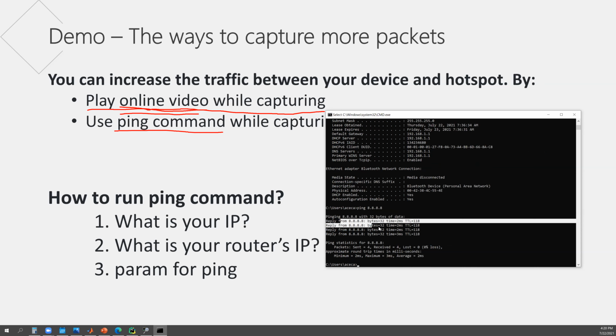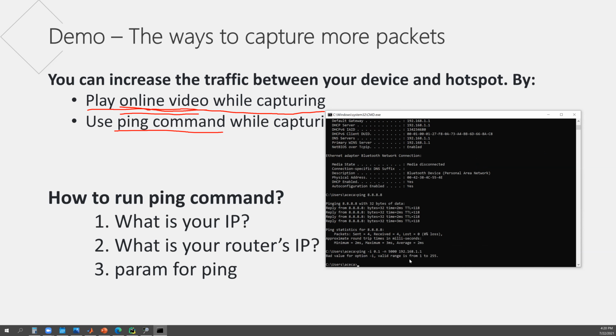Okay. And I strongly recommend you set the interval less than 1, but in Windows, we are not allowed to set the interval less than 1. You can see here. But if you are using Linux or Mac, then we can set it like 0.2, which means we will increase to 5 packets per second.